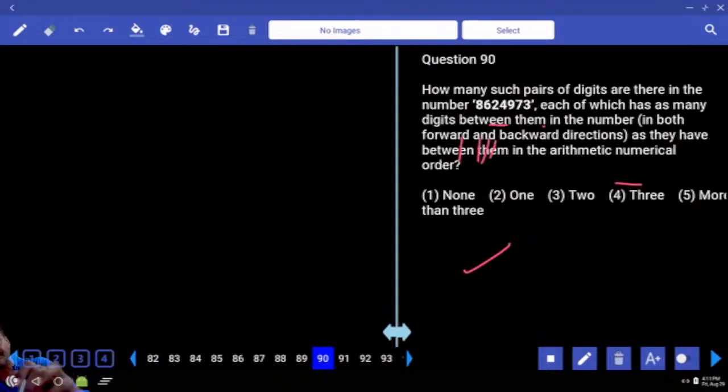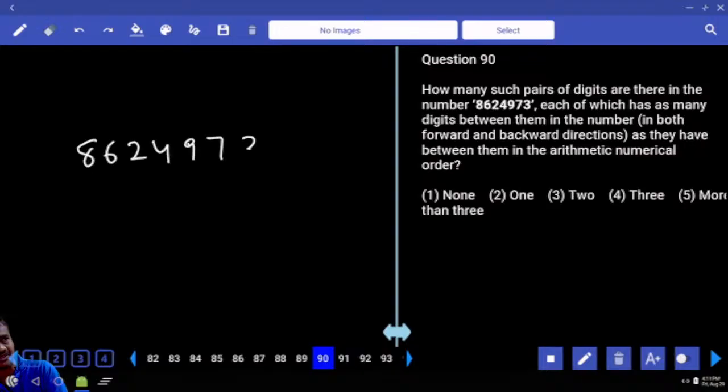Coming to question number 90. How many such pairs are there? 8, 6, 2, 4, 9, 7, 3. We need to find the pairs that are in arithmetic numerical order. Starting with 8, counting 8, 9. 6, 7, 8, 9: 6 and 9 there is a pair. 2, 3, 4, 5, 6. 4, 5, 6, 7, 9. Forward there is only one. 3, 4, 5, 6, 7, 8, 9. 7, 8, 9. 9, 4, 5, 6. Is there a pair or not? And 7, 2, 3, 4. So how many pairs? 2, choice 3.